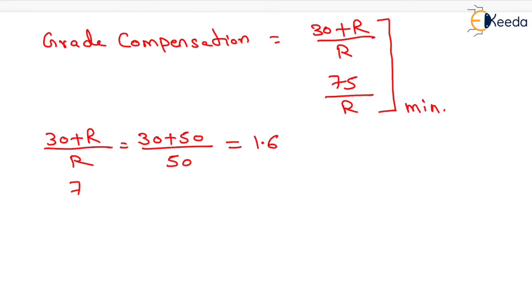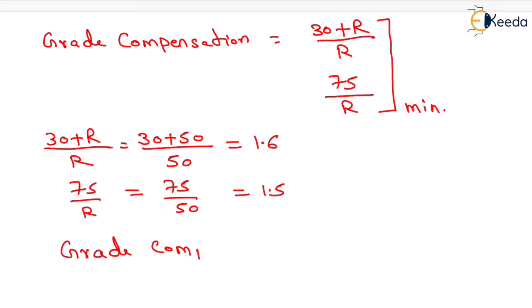Similarly, we will find the value of 75/R, that is 75/50, and it will be equal to 1.5. So grade compensation will be equal to the minimum of these two, that is 1.5.